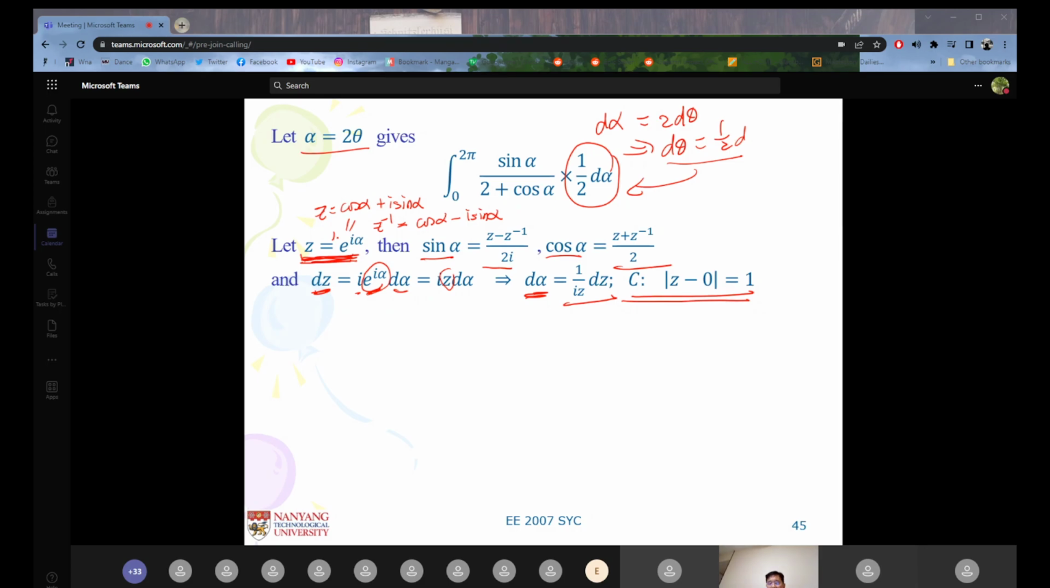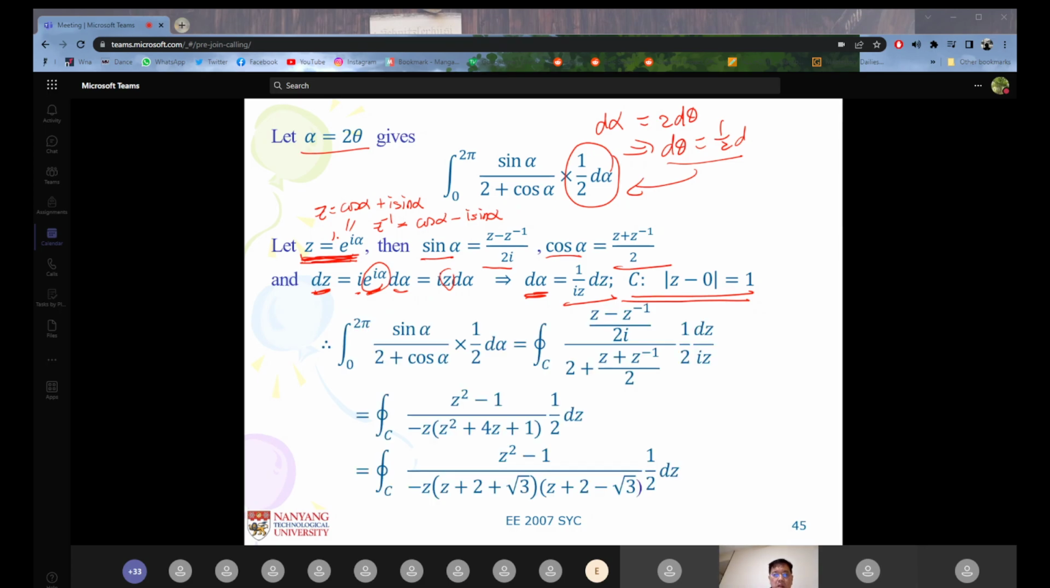Okay, so when that is done, now I will change this into a closed contour integration. No longer this integration, I change it to this integration over the closed contour. And this closed contour is this one here with the C inside.